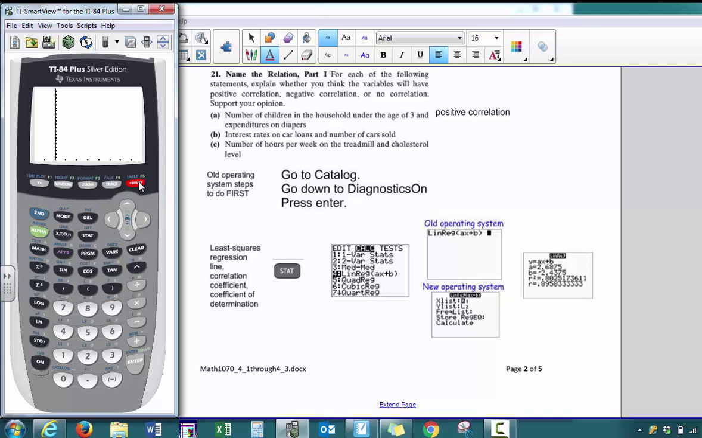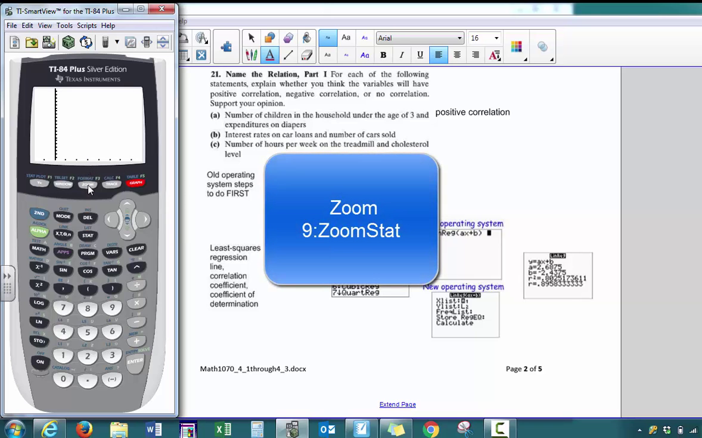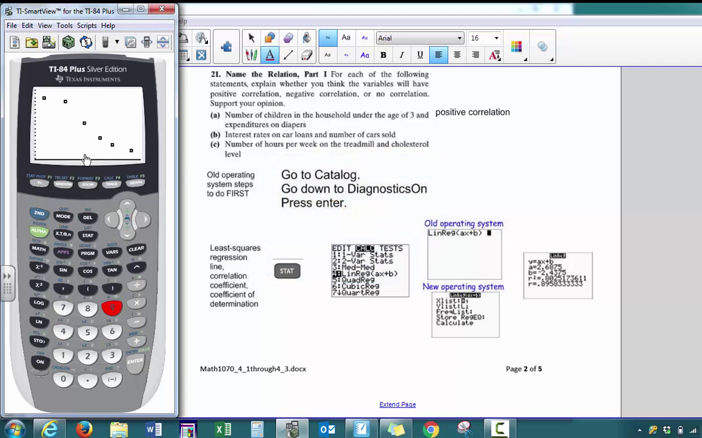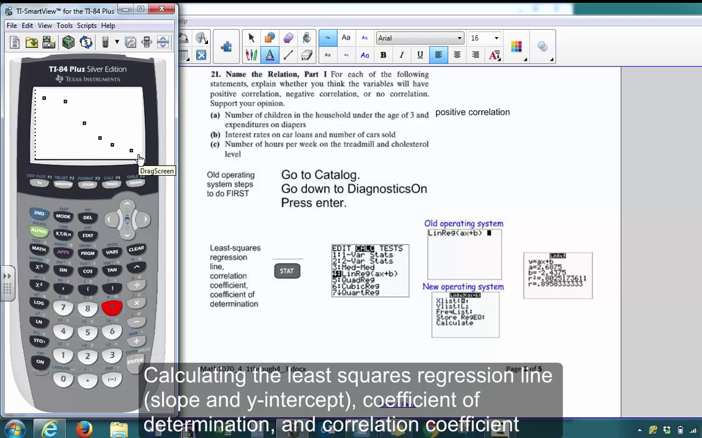And you should see nothing, because the original window you have in your calculator is not set. So the easiest way to fix that is to press zoom, and option number 9 is zoom stat. So the calculator will look at your data set, and it will automatically format the window so that you can see your data set. So here's our scatter plot for our particular data.